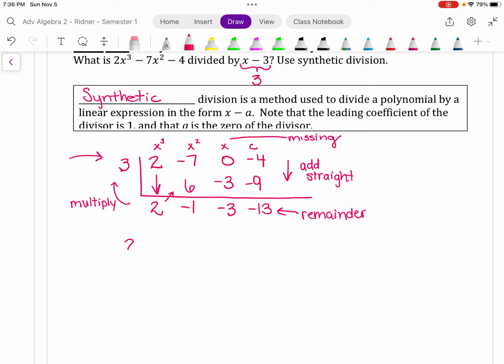So then I'm left with 2x squared minus x minus 3 minus 13 over, now we have to go back to what we were dividing by originally, and that becomes our denominator. So our denominator is not 3, it's actually x minus 3. So many people, once they have some practice at this, find synthetic division to be much easier than long division.